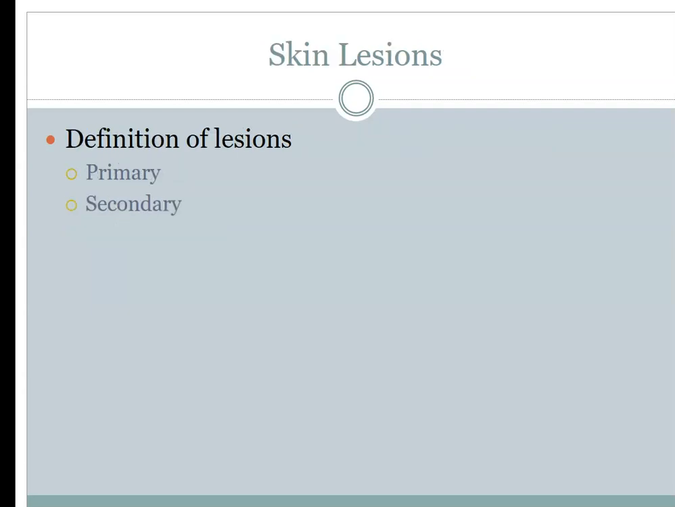Definition of lesions. A lesion is any visible localized abnormality of the skin. Primary skin lesions are the ones that initially occur as a result of trauma or disease, and your secondary lesions are those that have evolved from their primary form.